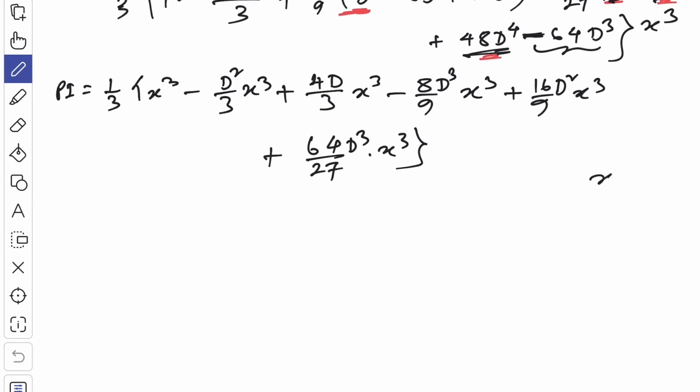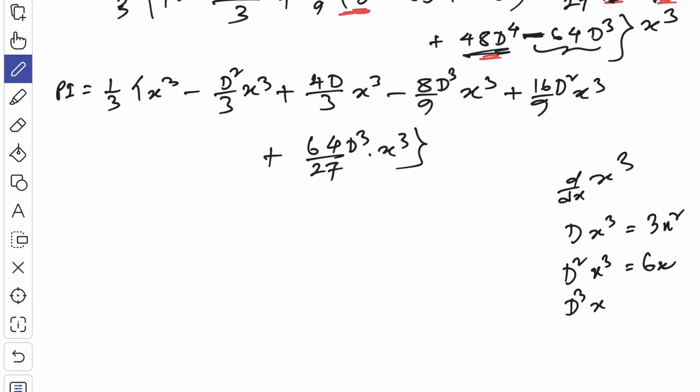So now you see, if you differentiate x cube, or you can write d x cube, then you will get 3x square, and if you differentiate it again, then you will get 6x, and if you differentiate it again, then you will get 6 only. So let us put those here. Okay, so here it should be differentiated twice, here once, and here thrice, and here we will differentiate x cube 2 times, and here 3 times.